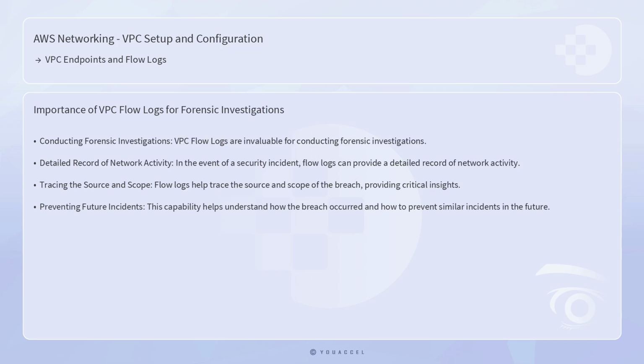Moreover, VPC flow logs are invaluable for conducting forensic investigations. In the event of a security incident, flow logs can provide a detailed record of network activity, helping you trace the source and scope of the breach. This capability is critical for understanding how the breach occurred, what data might have been compromised, and how to prevent similar incidents in the future.